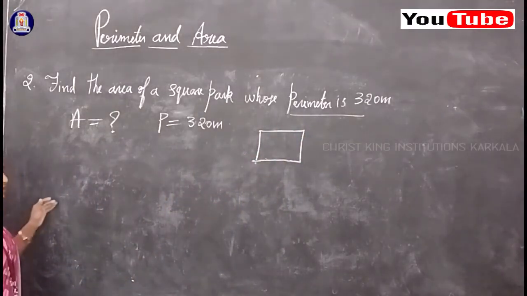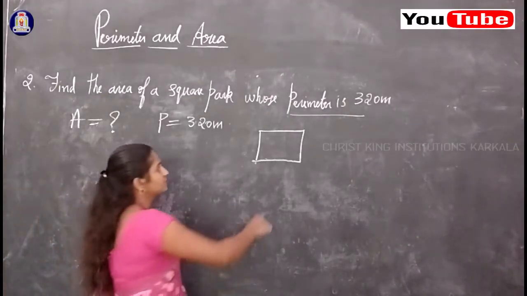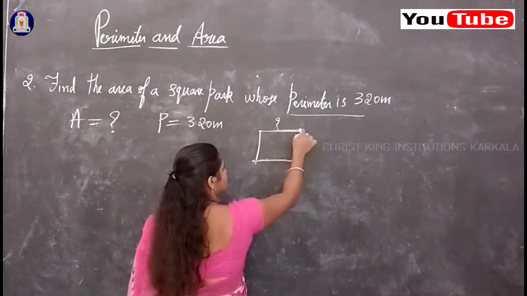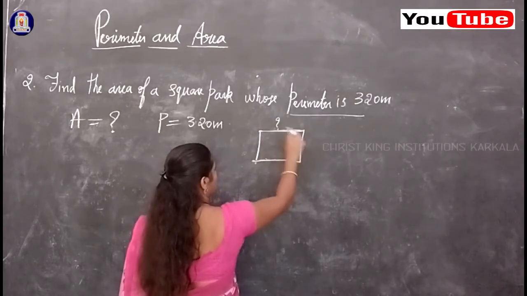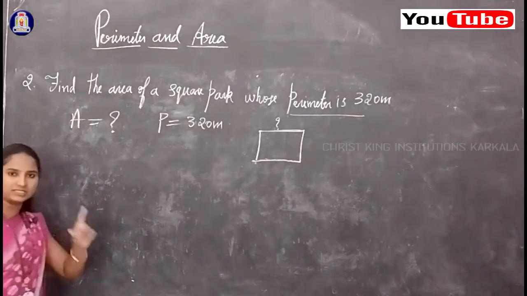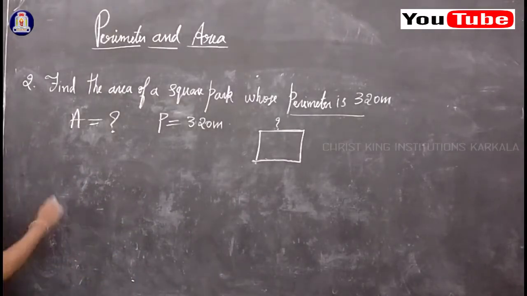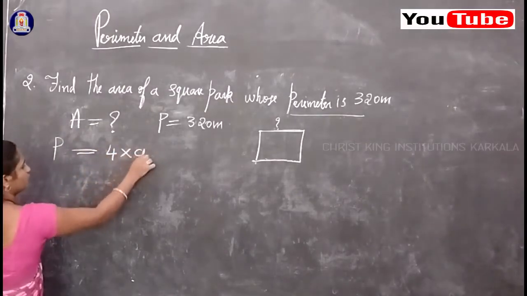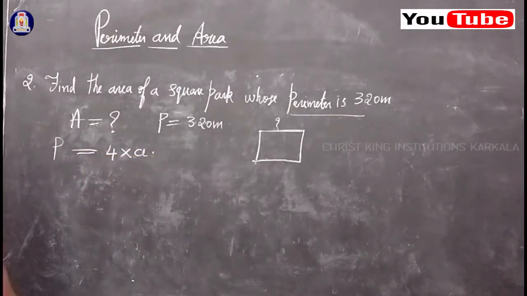How to find the side of the square? What is the length of one side? So total it is 320. What is the length of one side? That we don't know. We'll find it now. Perimeter of square is equal to 4 into A. So this is the formula to find perimeter of square.